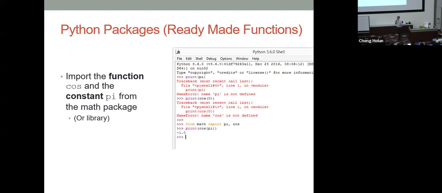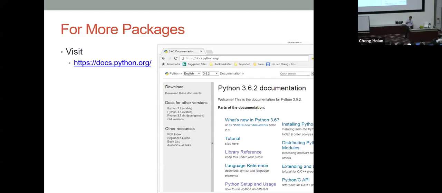For example, if I want to use pi, the 3.1415 something, I can import it from math. I don't need to type it every time. In the math library, there's a pi constant, so you can import not only functions but also constants. You can import the sine function, the cosine function, they're all in the library. However, the packages or libraries are very, very huge, okay? And I'm not going to introduce everything in this course because it's super huge.